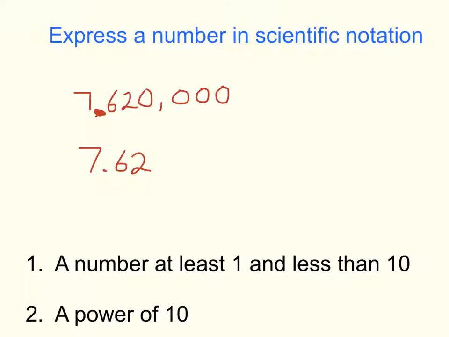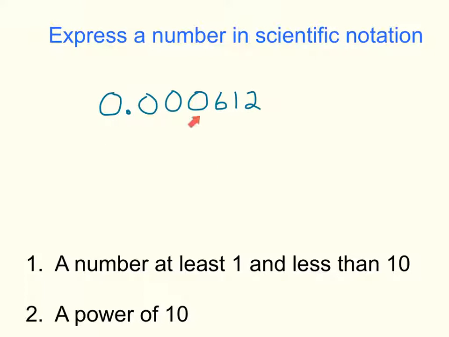And now let's see, how many places do I move it to the right? I'll go 1, 2, 3, 4, 5, 6. So the decimal ends up right there, and I would go 10 to the 6th power. So if I took 7.62 and multiplied it by 10 six times, it would give me 1, 2, 3, 4, 5, 6, this number right there.